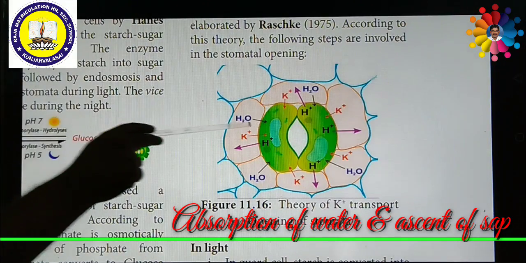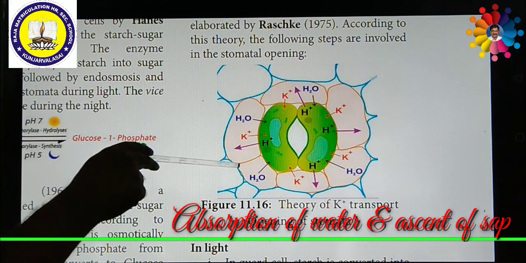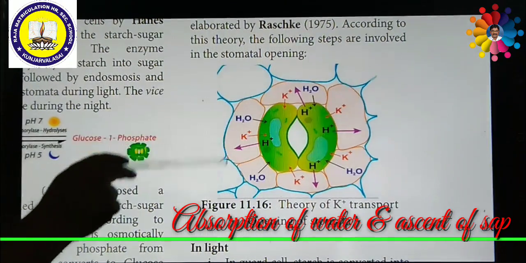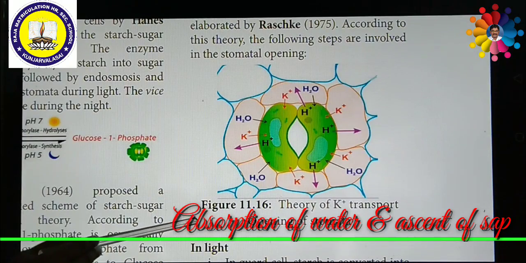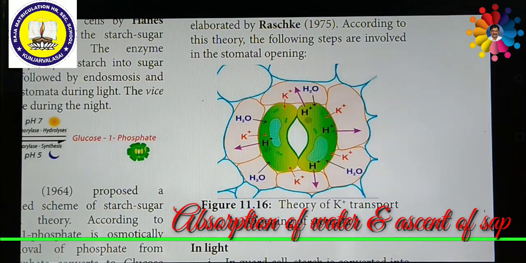Due to this potassium ion leakage, water loss takes place from the guard cells to the subsidiary cells. So loss of water from the guard cells reduces turgor pressure and causes closure of stomata. In such a manner, the opening and closing of stomata takes place inside the plant.